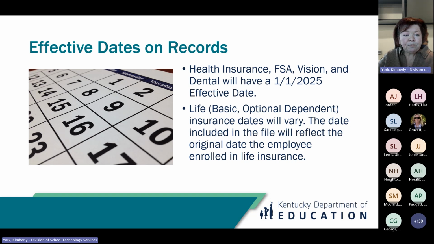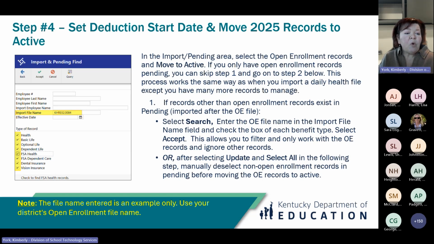And that's important. So step 4, you'll set your deduction start date and move your 2025 records to active. So in the import pending area, you'll select the open enrollment records and move to active. If you only have open enrollment records pending, you can skip step 1 and go to step 2. This process works the same way as when you import a daily health file, except you have many more records to manage.